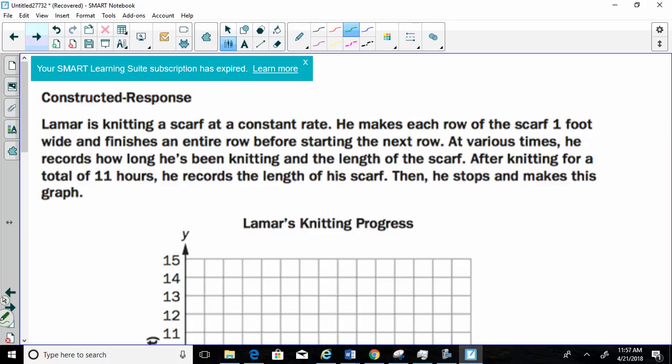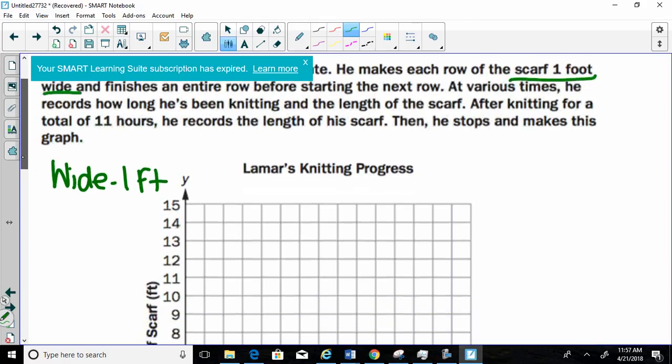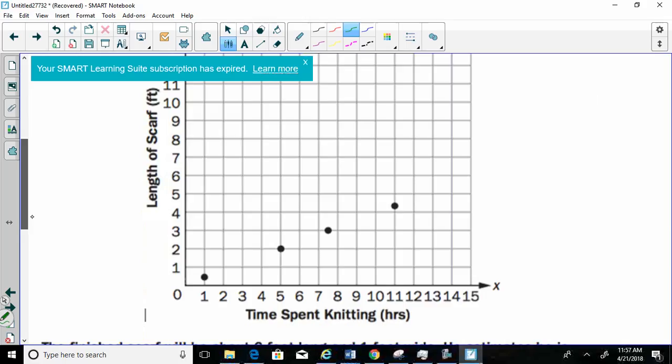All right, last one. This one's weird. Lamar is knitting a scarf at a constant rate. He makes each row of the scarf 1 foot wide. So how wide is each row? 1 foot. Before starting the next row, at various times he records how long he's been knitting and the length of the scarf. After knitting for a total of 11 hours, he records his data, which is right here.